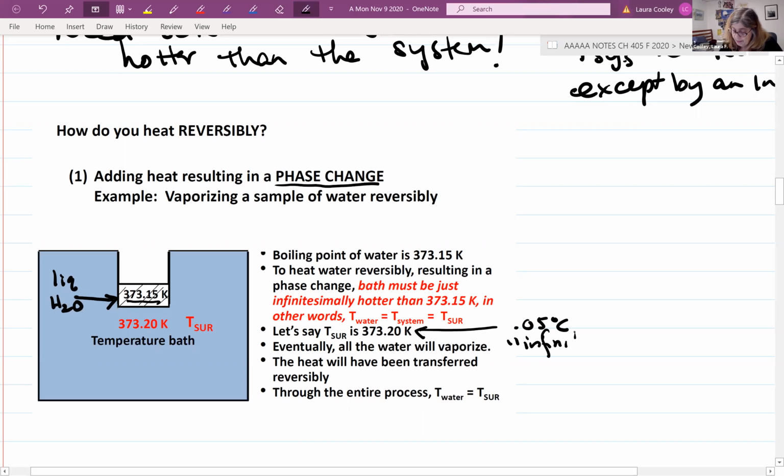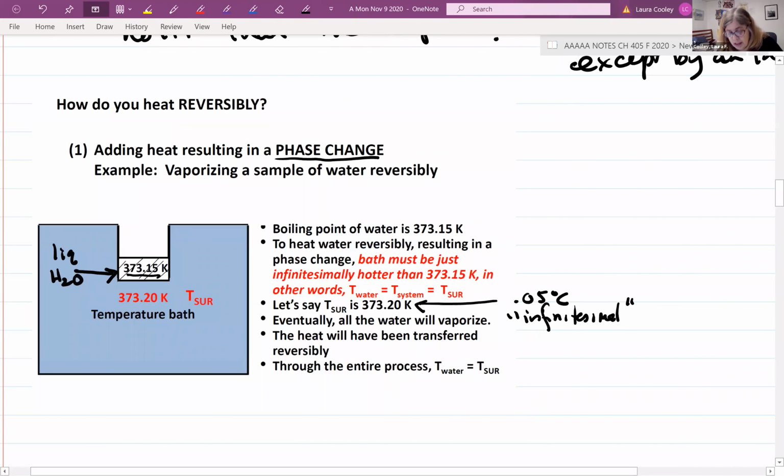It's not, of course. But I could have said 0.00000001 degrees C, but for the purposes of this argument, I don't really have to say all those zeros. I think you know what I mean. So what'll happen is I keep my bath at 373.20, or infinitesimally higher than the water. And this is a very big bath that I've drawn here, or I could even have a heater that's heating my bath up and thermostating it and keeping it at 373.2. And then I'm going to get an infinitesimal transfer of heat. Okay, the heat will have been transferred reversibly. So I'm talking about an infinitesimal at a time. And it's really dq rev because it's done reversibly.